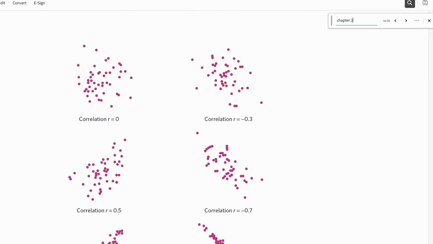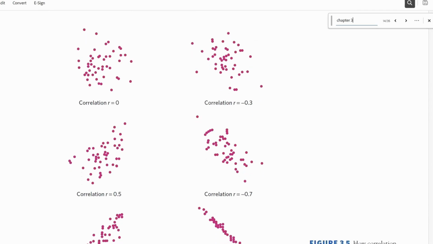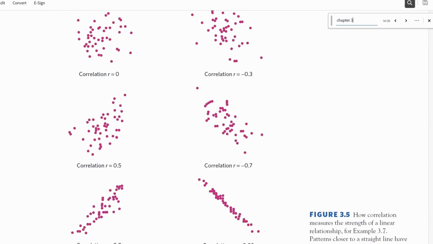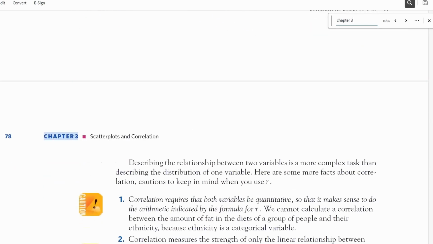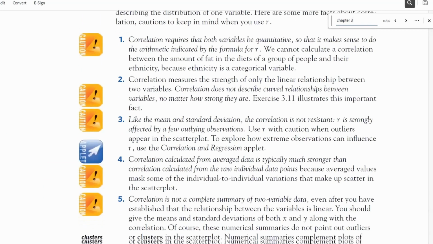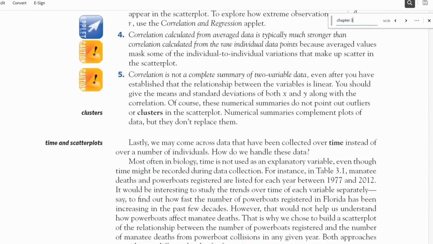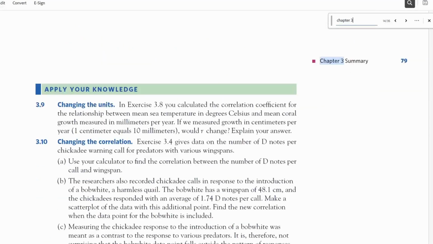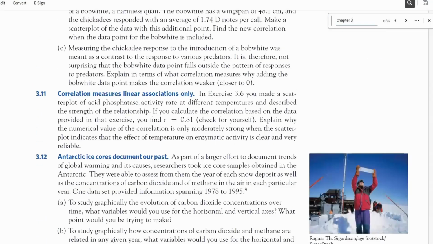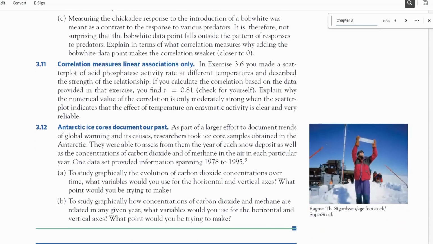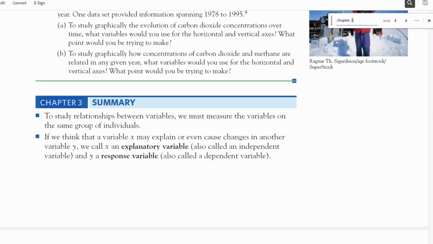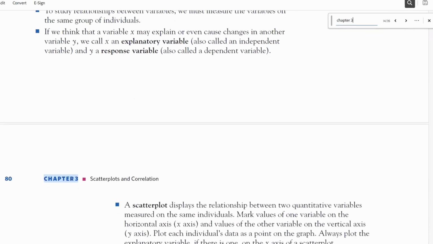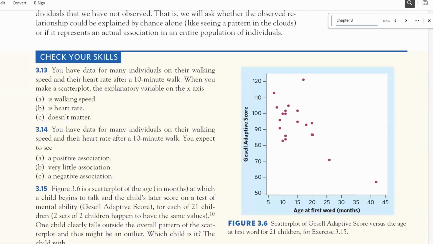And we looked at this very same graph. We looked at pictures of what a graph would look like if the correlation was 0, up to a correlation of 0.99, very strong correlation, so you can see how that looks. And we've got summaries here that explain everything. Apply your knowledge. I recommend looking through all of these. Very good examples. There's some pretty interesting information in the book too. I learned a lot by reading it, things that I thought were kind of cool.